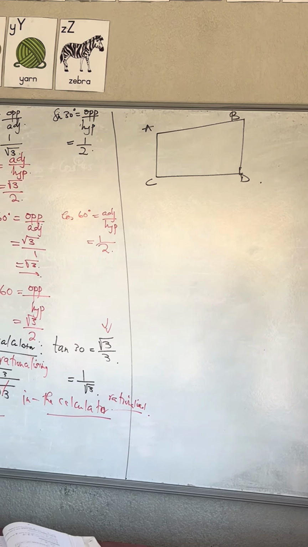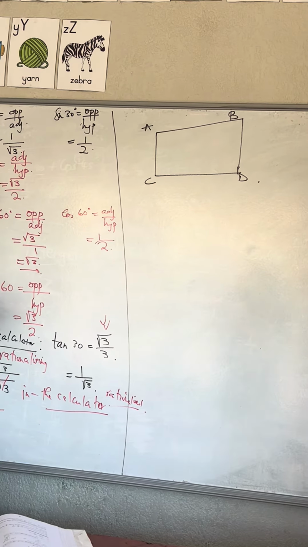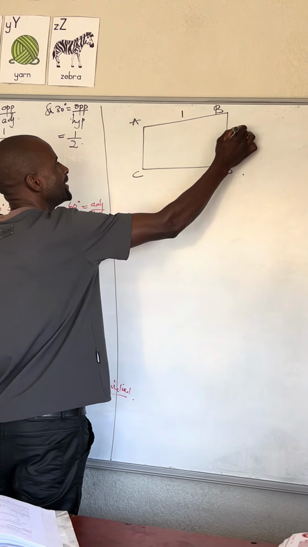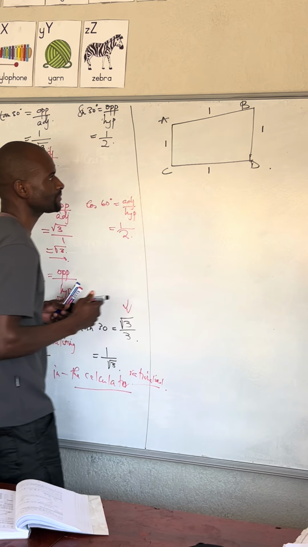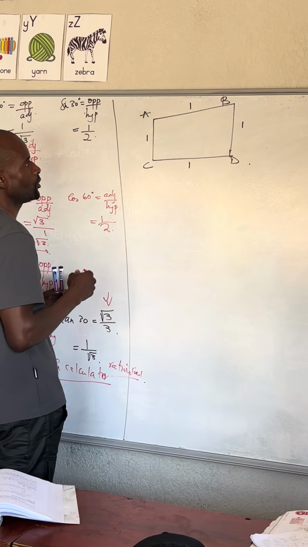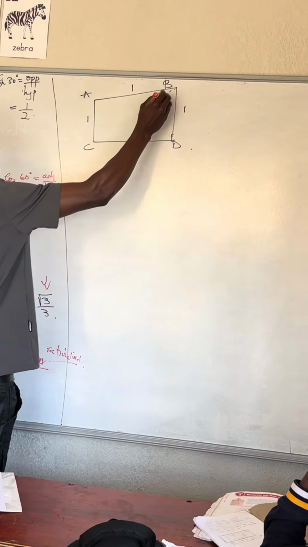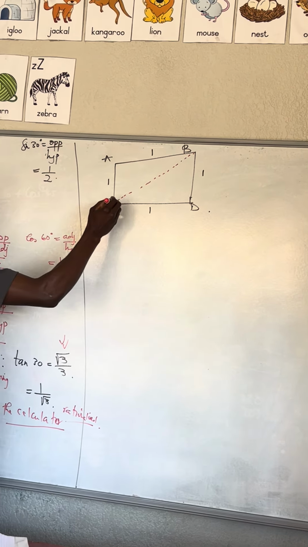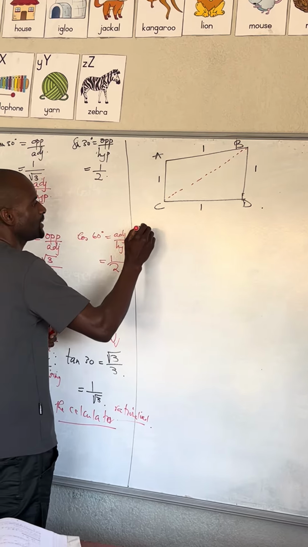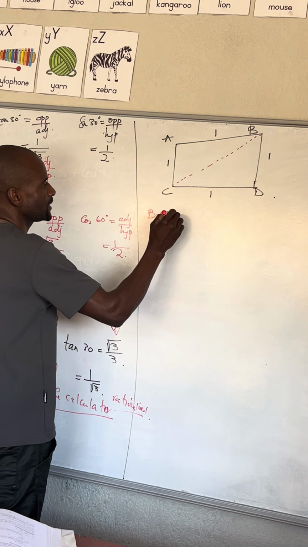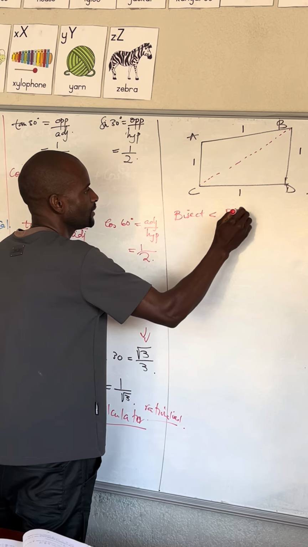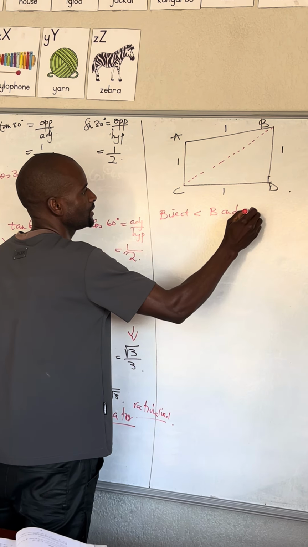Yo, my square is nice, but all the sides are equal. All the sides are equal, which is 1, 1, 1, 1. So what do we do? We draw a bisector. We draw the bisector that will bisect angle B and angle C.